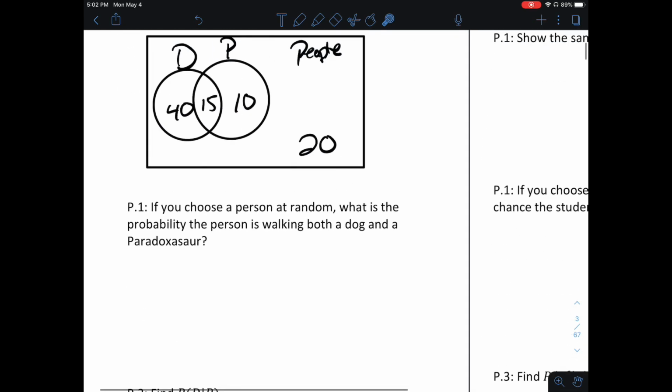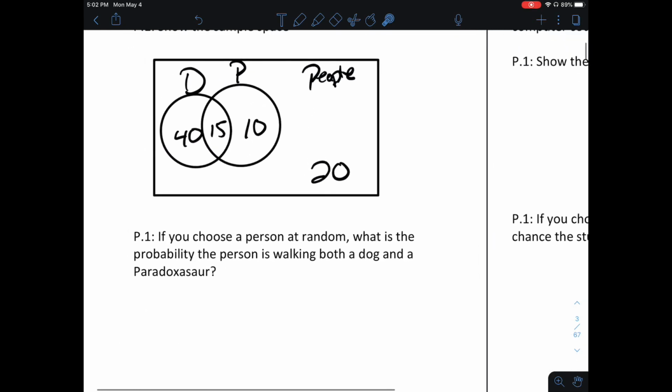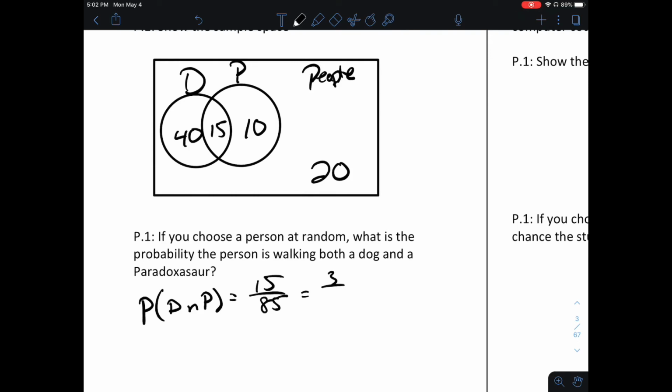If you choose a person at random, what's the probability that the person is walking both a dog and a paradoxosaur? Probability, they're walking a dog and intersection paradoxosaur. There are 15 of those people. There are 85 people total. If you want to reduce this, by all means. If you don't want to, that's cool too.